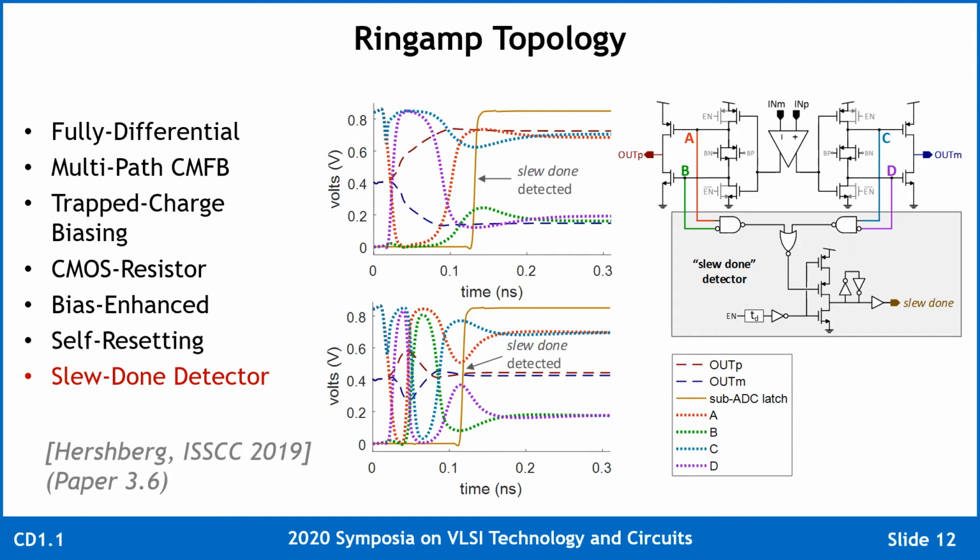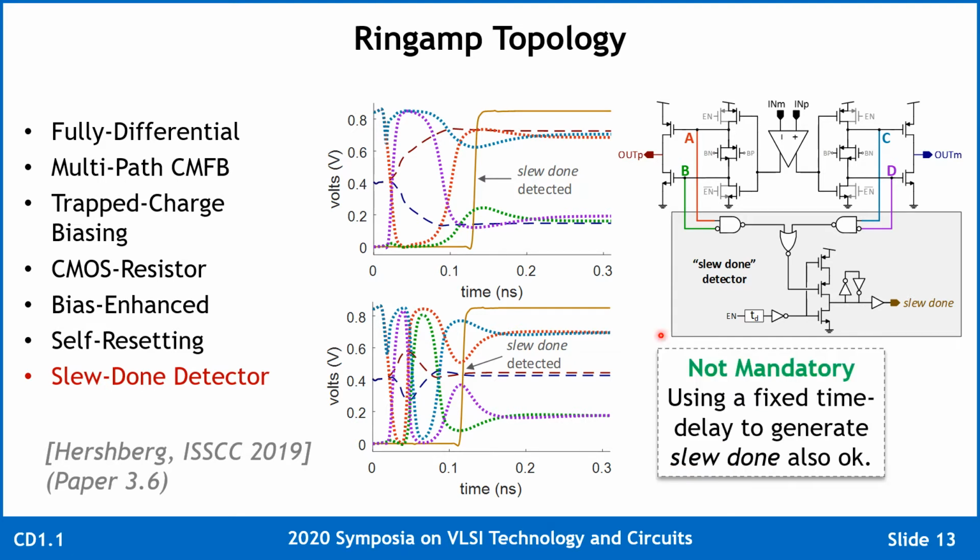Finally, we include in this Ringamp topology a so-called slew-done detector, which provides an event trigger signal that indicates when the ring amp's output charging behavior has moved from slewing behavior into settling behavior. This can be implemented, for example, with an analog sensing circuit. However, it's not strictly mandatory to implement slew-done detection with an analog sensor. It's also possible to use, for example, a fixed time delay to generate the slew-done signal. And in fact, we include both options on this chip.